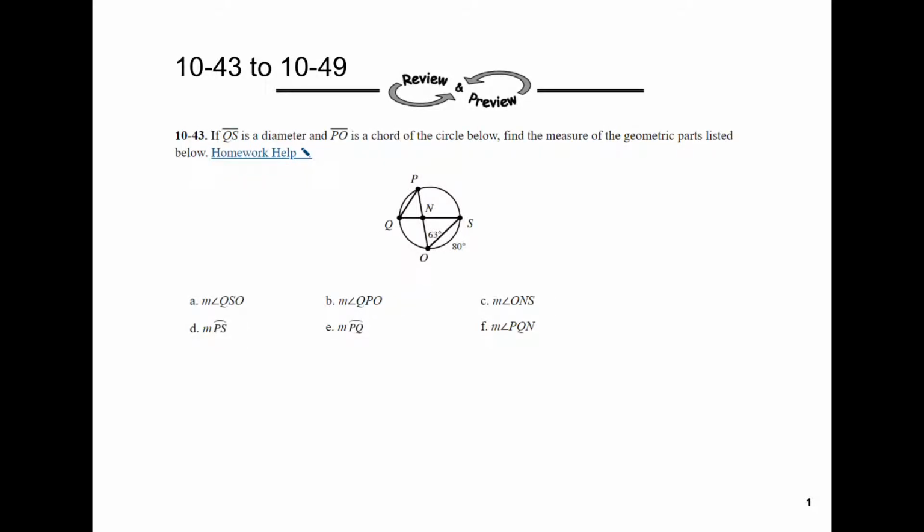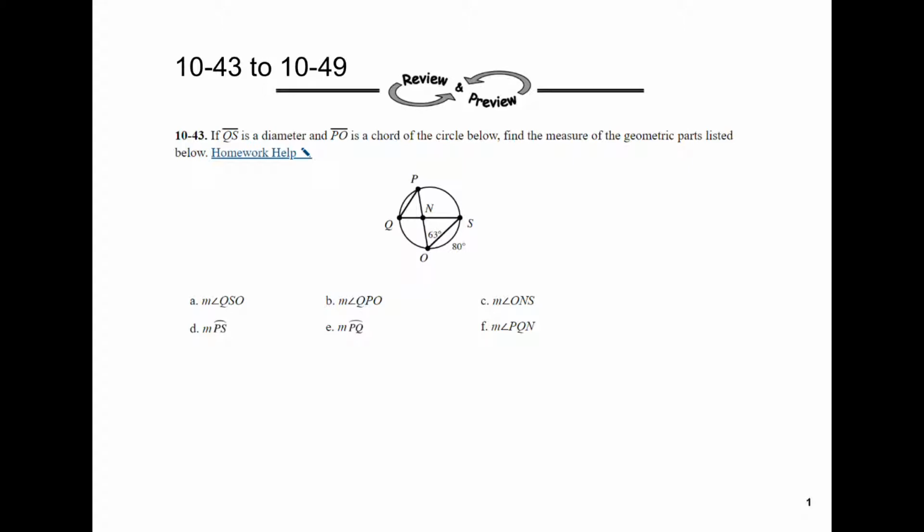Welcome to Review and Preview Problems 1043 to 1049 in the CCG book. 1043 says, if line segment QS is the diameter and PO is a chord of the circle below, find the measure of the geometric parts listed below.